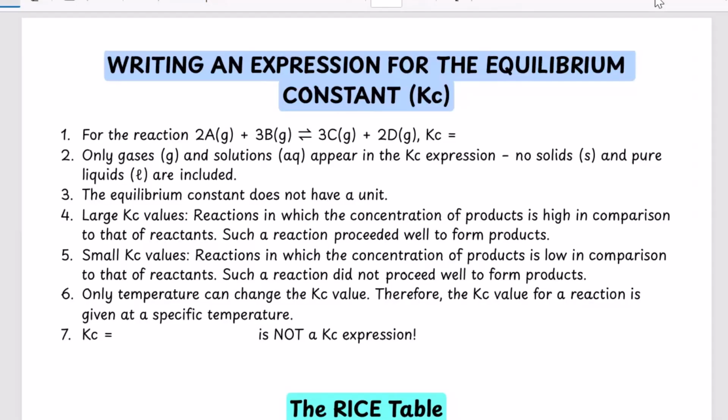Good day. Another day, another chance to learn. So today we are going to look at writing an expression for the equilibrium constant, which is our Kc.